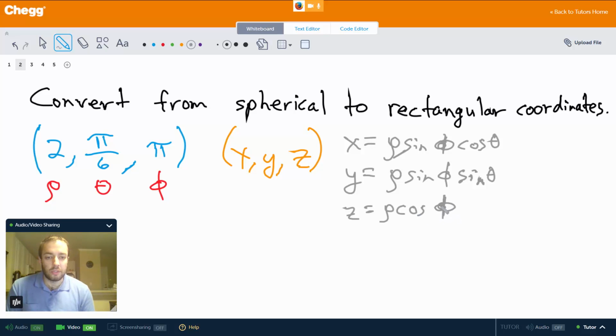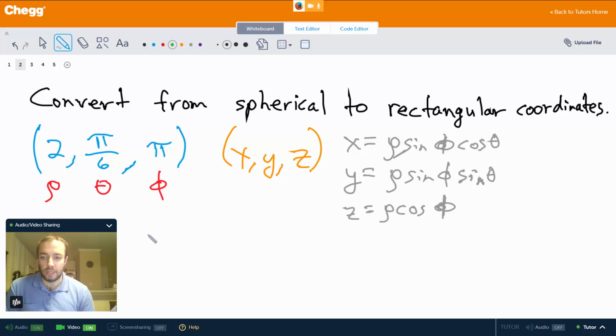Now, if you're wondering where these formulas come from, that's a little complicated. It's best suited for another video because it would make this video way too long. But here, I'm just going to show you basically what happens when we convert from spherical to rectangular. And again, it's just a matter of knowing the unit circle. So here's rho. Rho is 2. Theta is pi over 6. Phi is pi. So we just want to plug all this stuff into here and see what happens.